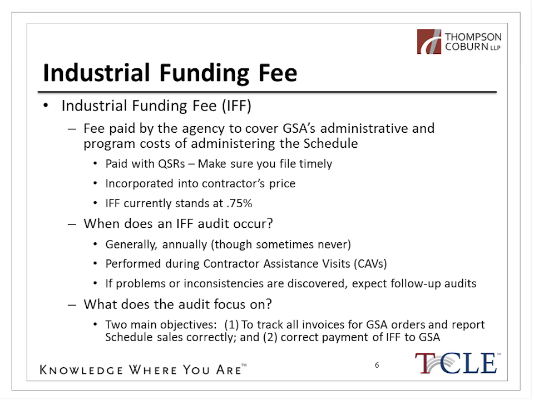And they'll perform these audits during contractor assistance visits that they will make on occasion, in advance. It's not a surprise visit. And if problems or inconsistencies crop up or are detected during these visits, you can expect follow-up audits. They're pretty rigorous about that now that they have flagged you. Now, these kinds of audits focus on two things. First of all, they track all the invoices for all your GSA orders, and the reports, to make sure that the reported schedule sales are correct. And they're looking to make sure that the correct payments of the industrial funding fee have been made to GSA.